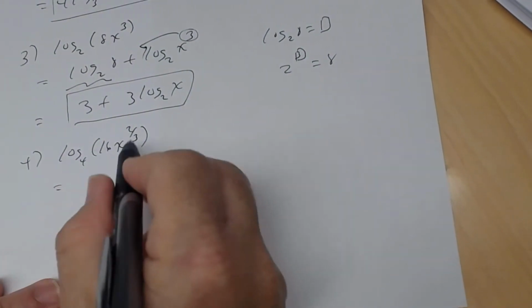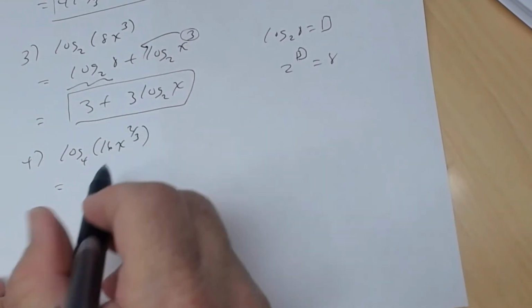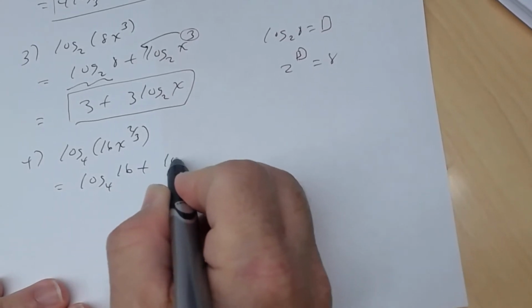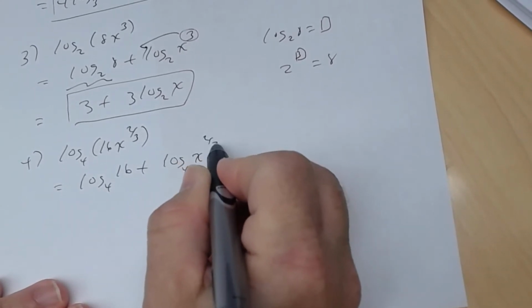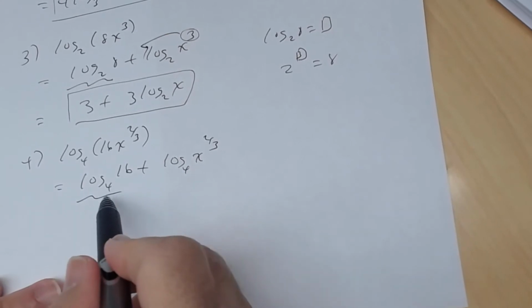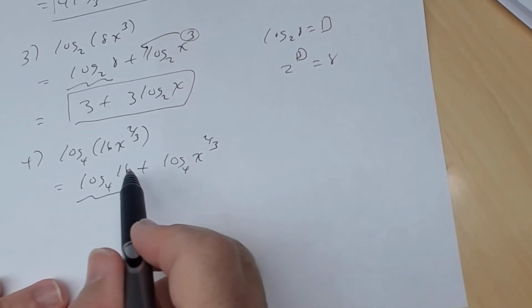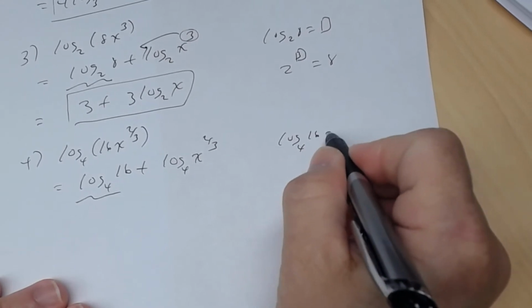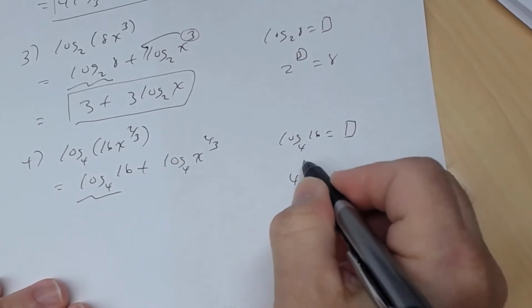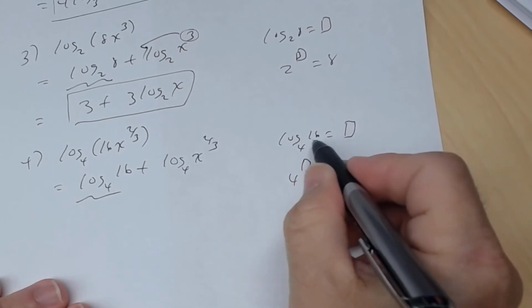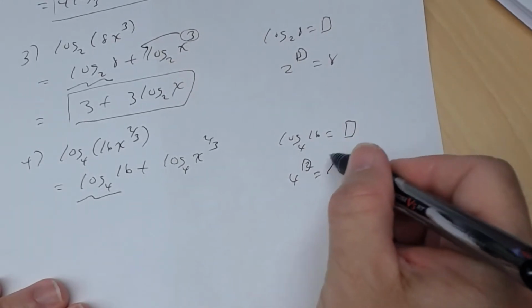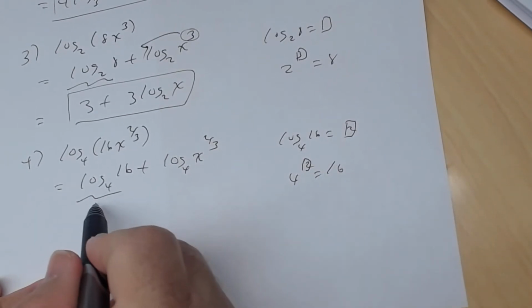Again, you use the product property first and then the power property. So it becomes the log base 4 of 16 plus the log base 4 of x to the 2/3. Right here, I can simplify this. 4 to what power is 16? When I change this to an exponential, I get 4 to what power is the argument. 4 squared is 16, so this is 2 here.